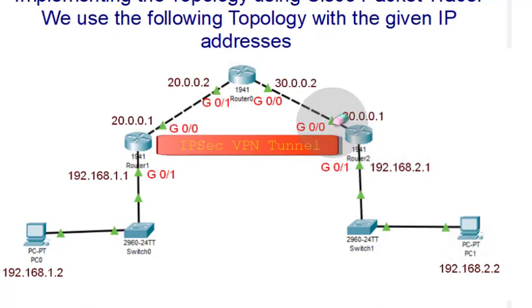Before starting with the configuration, you must draw this diagram somewhere, and take care while configuring the routers about the interfaces and the IPs, such as G0/0 being 20.0.0.1 and G0/1. Now let us configure it.